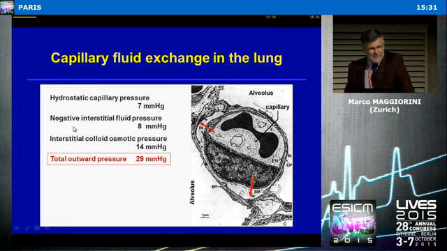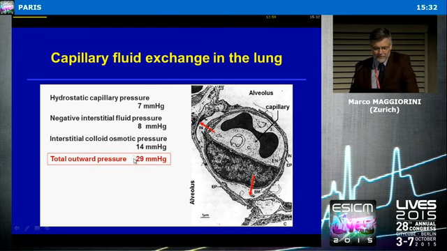Then we have a negative interstitial pressure that acts in the lung, because the lung is sitting in the thorax and needs to be open, and therefore there needs to be a slightly negative pressure that also helps to increase the driving pressure of fluid outside of the capillaries. And then, importantly, and we sometimes forget about this, you have a colloid-oncotic pressure as well in the interstitium of the lung. And this is not that low, it's 40 millimeters of mercury.